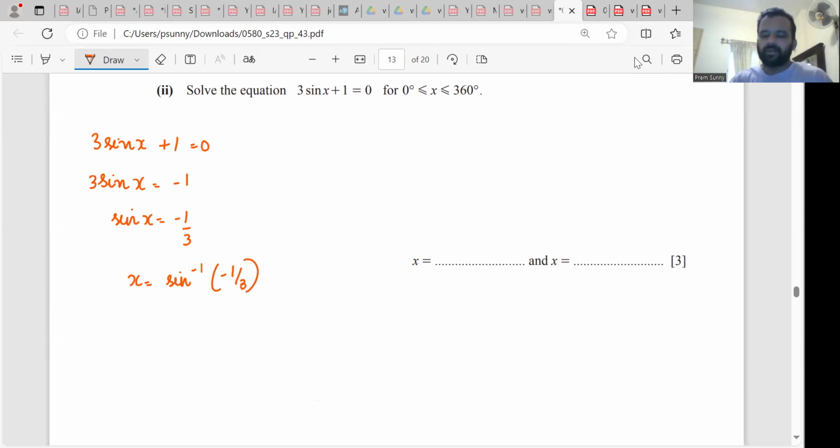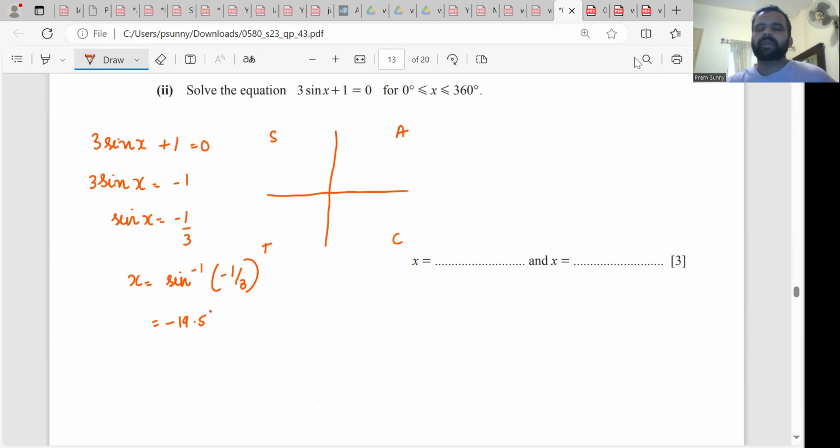So when I put this in the calculator, sine inverse of minus 1 divided by 3, I'll get the answer as minus 19.47. I'll take it as minus 19.5. So I got the value for x as minus 19.5 degrees. Let's draw the CAST diagram here. CAST diagram.